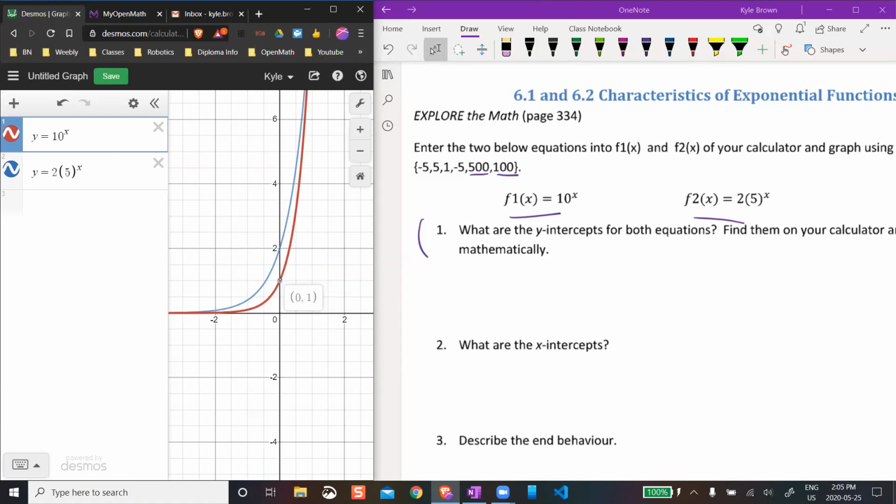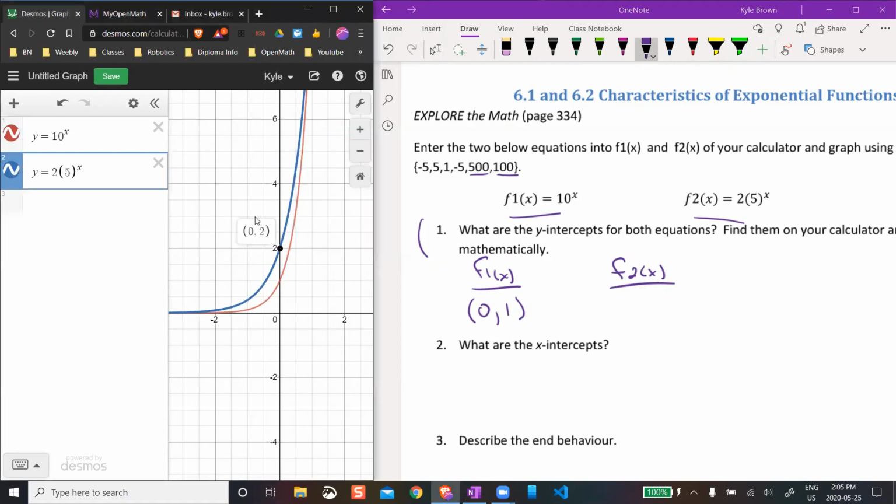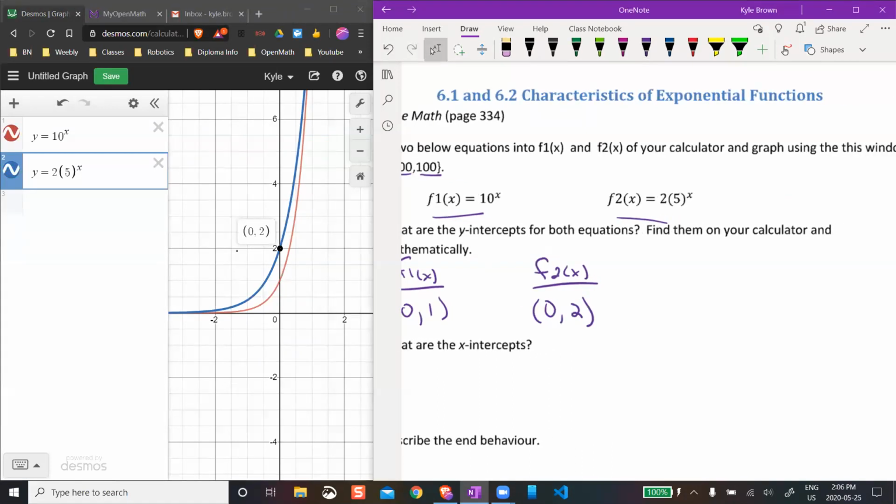So here we'll say f1 of x, right? For that one, the y-intercept was at the point 0, 1. Okay, and then for f2 of x, click on it. It's a nice thing with this calculator. You can just click on it and it shows you instead of going into all your settings and everything. So that one happens at 2. So 0, 2. Okay, so then this one says find them on your calculator, which we just did, and then it says find them mathematically.